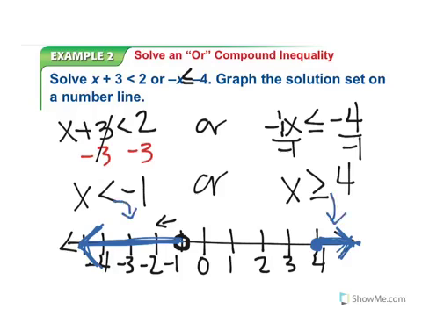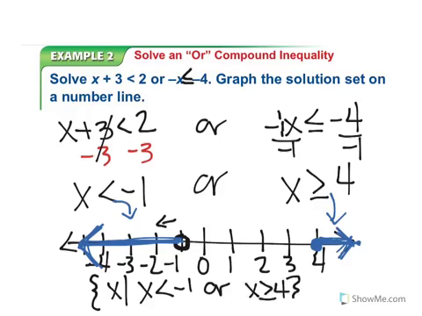Now, for set builder notation, we would have our curly brackets, define your variable, in this case is x, vertical bar, x is less than -1, or x is greater than or equal to 4, close curly brackets. And there's your answer for example 2. Now it's your turn to try.